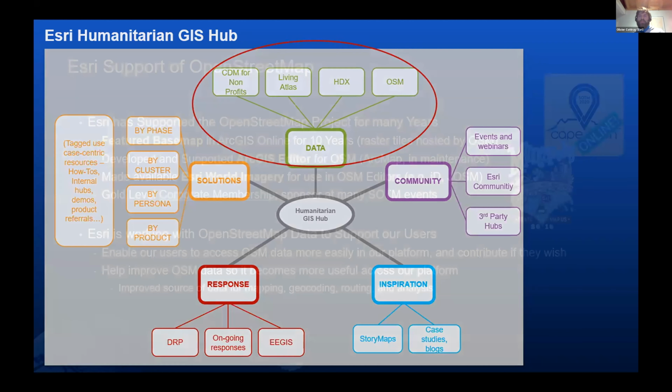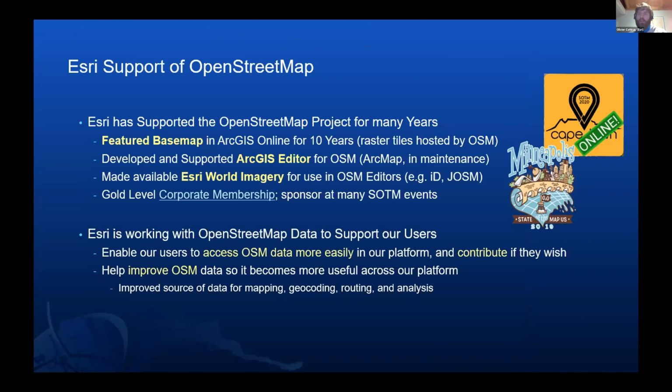Now, in terms of how Esri has supported our user community to engage with OSM data, our goals are to enable our users to access OSM data more easily and to contribute their data if they wish. And we want to help improve OSM data, so it's even more useful for mapping, geocoding, routing, analysis, etc. So there's now a two-way engagement, so to speak, where OSM data can now be used to support ArcGIS use cases, and conversely, ArcGIS users can now contribute and give back to the OSM community and enrich the data set.